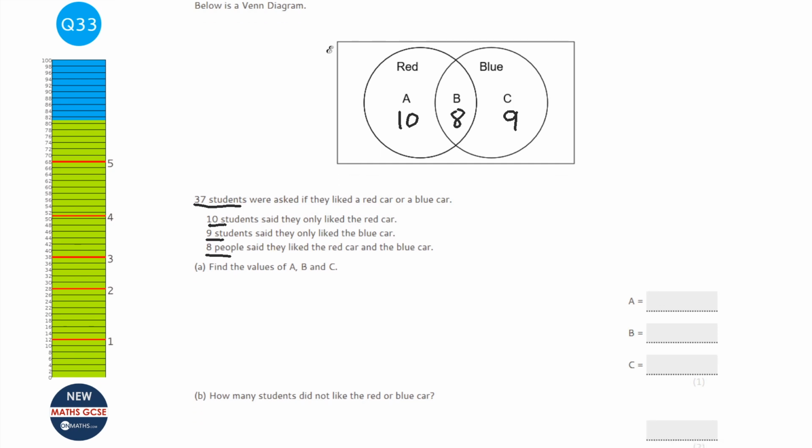Now it says how many students did not like the red or the blue car. So if we add all those together, we get 27. But there's 37 students in total. So if we take them away, we get the answer of 10. And we can actually show that on a Venn diagram on the outside, like that. So let's fill in my answers, 10, 8 and 9.